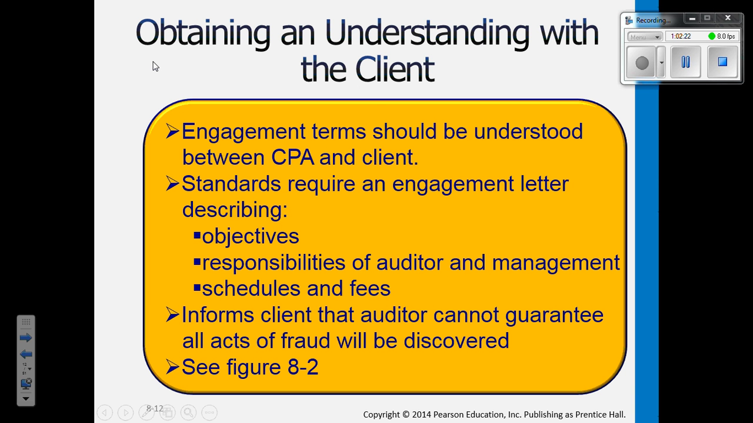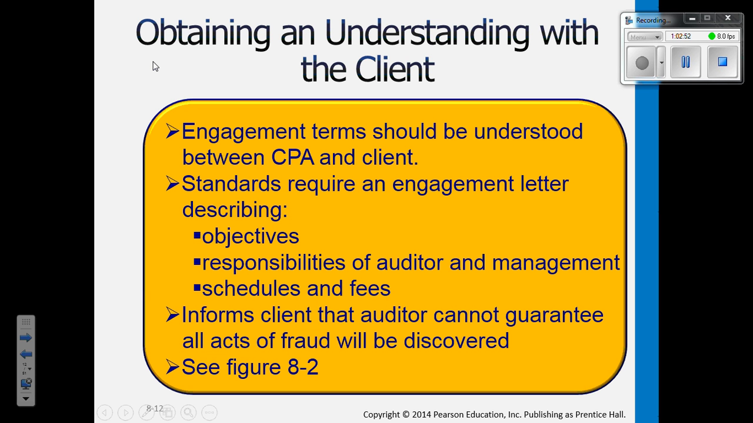Okay, obtaining an understanding: engagement terms should be understood between the CPA and client. Standards require an engagement letter describing the objectives, what you're going to do when doing an audit, responsibilities of the auditor and the management, schedule and fees. And usually what we'll do is we will tell them basically what's going to be in the audit opinion. Right? You just lay it right out in the engagement letter. And the example they showed you in the book is just like that. It just says basically what we are going to attest to, like what our opinion is going to be.